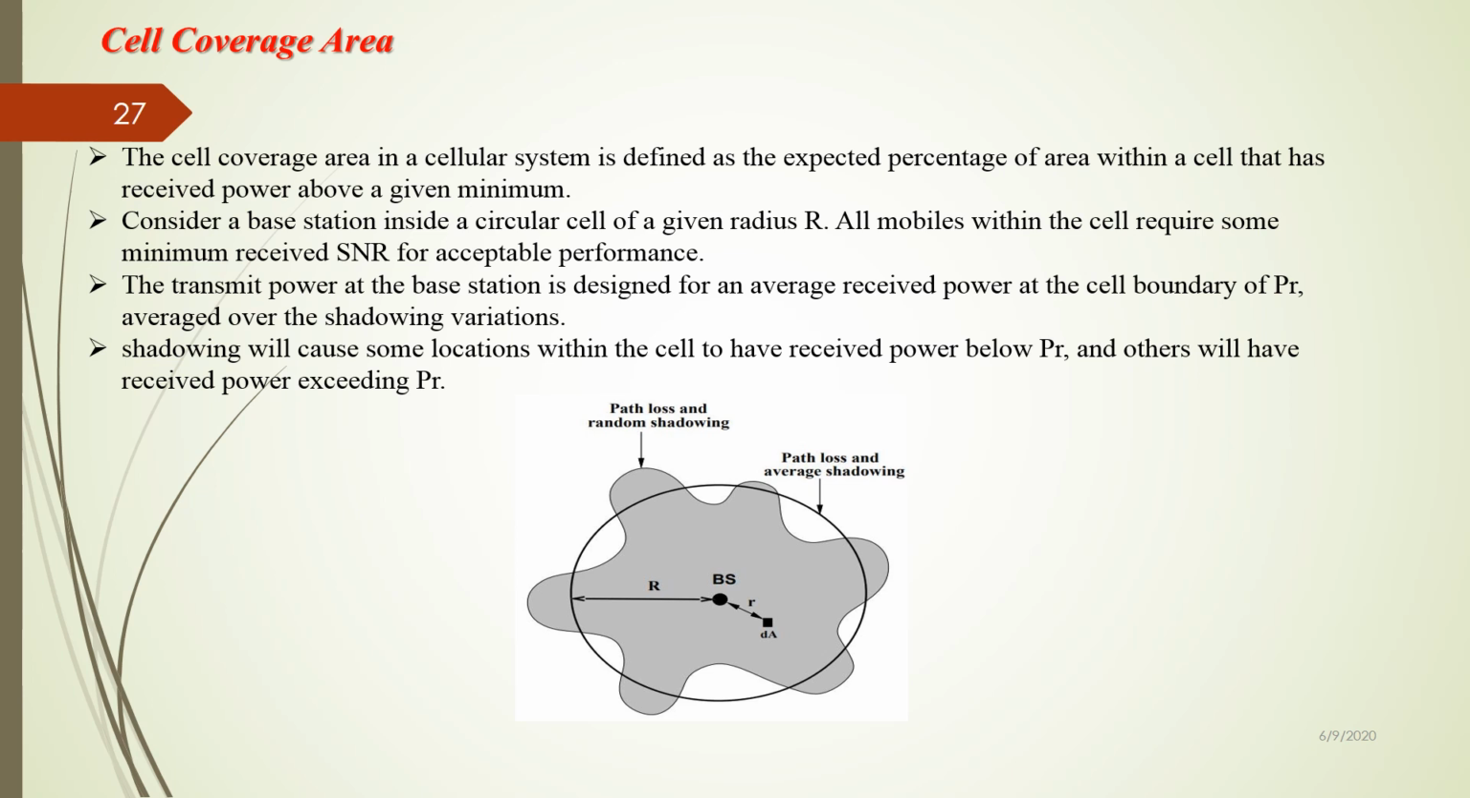So this diagram shows that we have considered one cellular system. Under this cellular system, the radius of the base station's cell is represented as R, and out of this circle, this shadowing path indicates the path loss and the random shadowing. So this is the diagram of the cell coverage area.